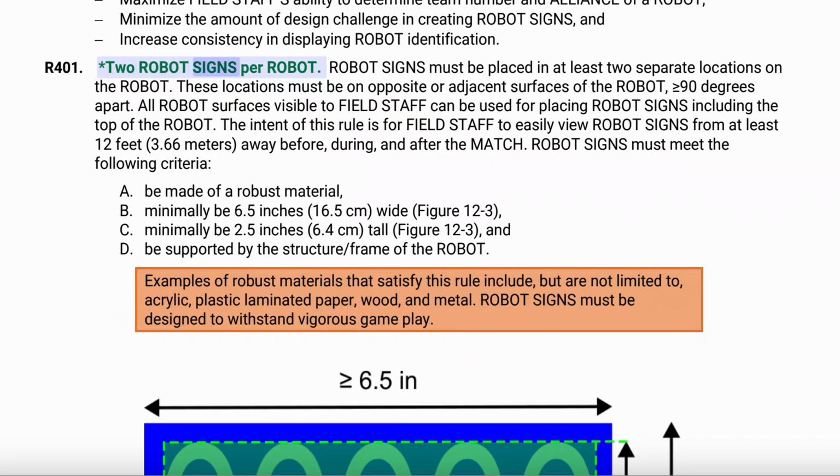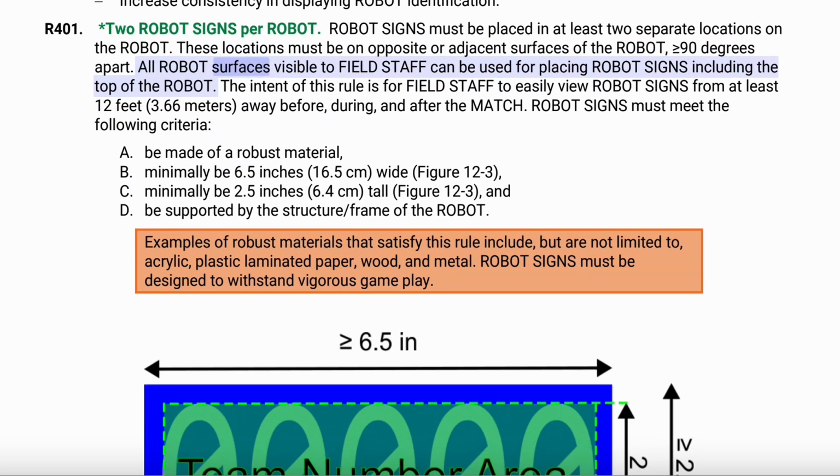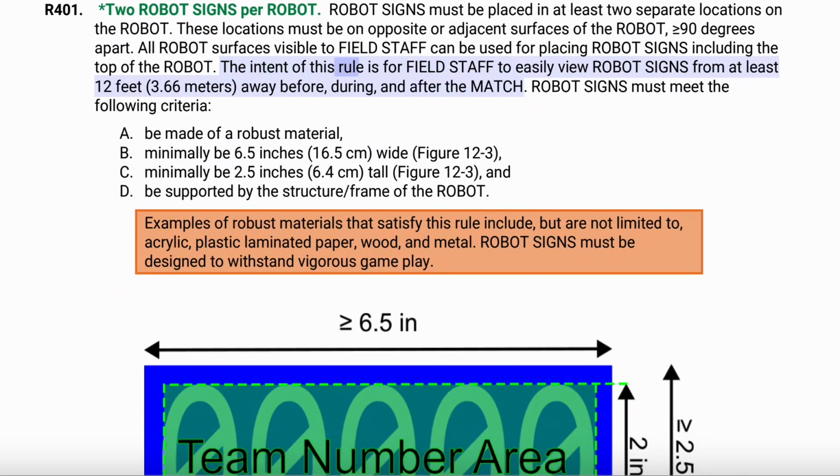R401. 2 robot signs per robot. Robot signs must be placed in at least 2 separate locations on the robot. These locations must be on opposite or adjacent surfaces of the robot, greater than or equal to 90 degrees apart. All robot surfaces visible to field staff can be used for placing robot signs, including the top of the robot. The intent of this rule is for field staff to easily view robot signs from at least 12 feet (3.66 meters) away before, during, and after the match.